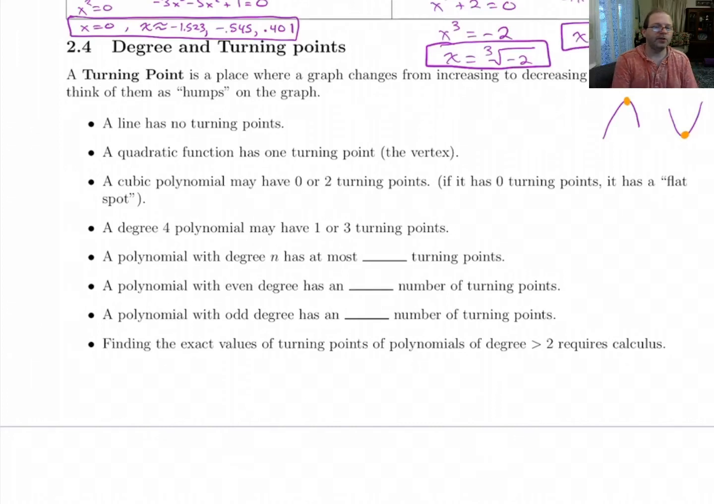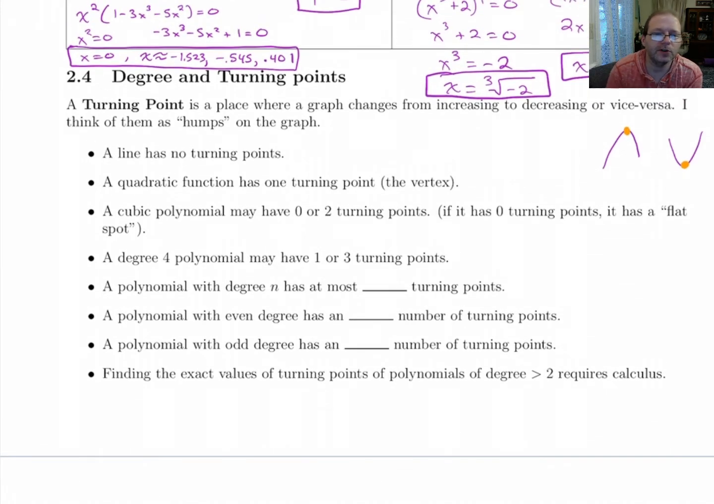All right, last video in this section is about degree and turning points. A turning point on a graph is a place where the graph changes from increasing to decreasing or vice versa. So on a polynomial, it's always going to be a rounded hill or valley. What I've got drawn here is a couple of examples. This is a turning point where it goes from increasing to decreasing, and this is a turning point where it goes from decreasing to increasing.